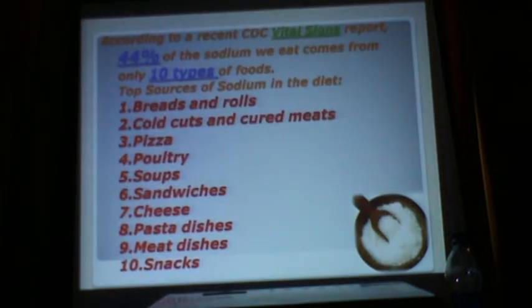According to a recent CDC report, 44% of the sodium comes from the top 10 foods. This is arranged in accordance.